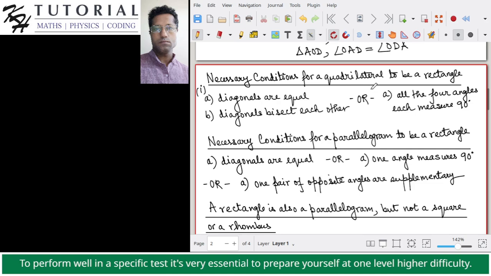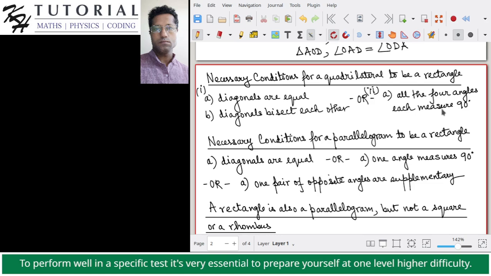Or possibility 2 is that it has one condition: all the four angles each measure 90°. In a quadrilateral, if all the four angles are found to be 90°, then it will also be a rectangle. Okay. Now, what are the necessary conditions for a parallelogram to be a rectangle?